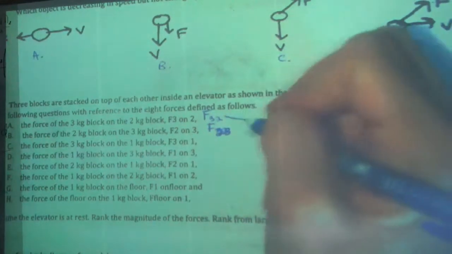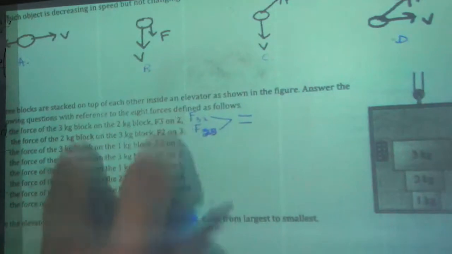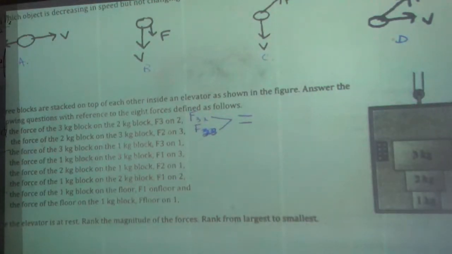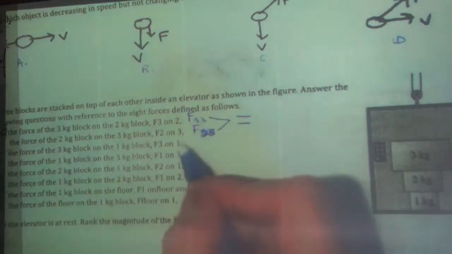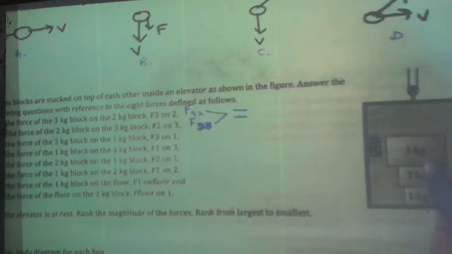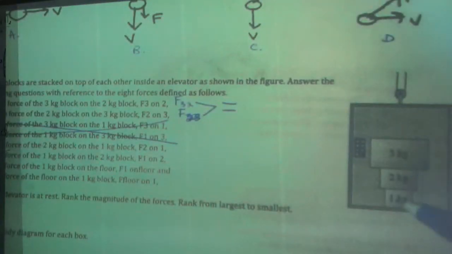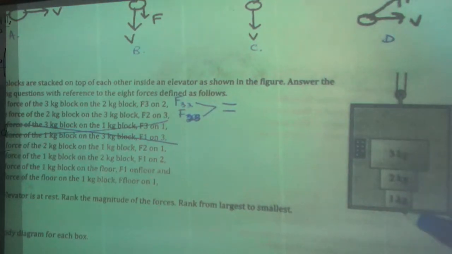Now, by Newton's third law, those have to be equal because it is the same 2 objects acting on one another. 3 on 2 and 2 on 3, they exert the same force on each other no matter what's happening. If the elevator is accelerating up, down, if it's at rest, if it's at constant velocity, those will always be equal. Right, the force of the 3 kilogram on the 1 kilogram and the 1 on the 3, so these actually do not exist because they are not in contact with each other. The 3 cannot exert a force on the 1 kilogram box if they aren't touching.